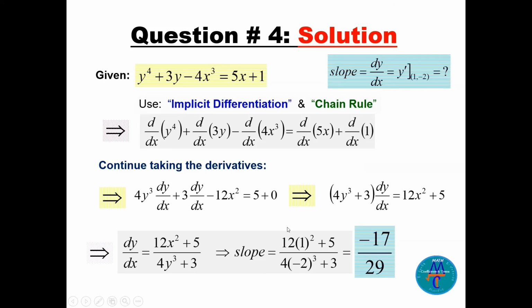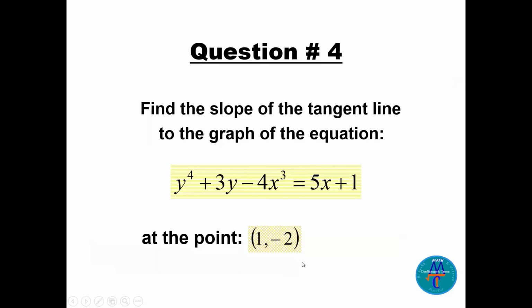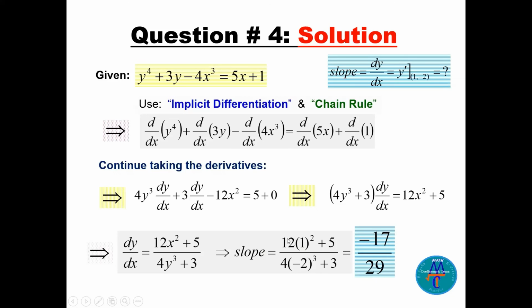Now we have the point (1, -2). We need the slope. Just replace the value of x by 1 in the derivative, and the value of y by -2, it is given here. I can show it to you. It's given (1, -2). This is x and this is y. Okay, when you replace everything there, the slope will be minus 17 over 29.